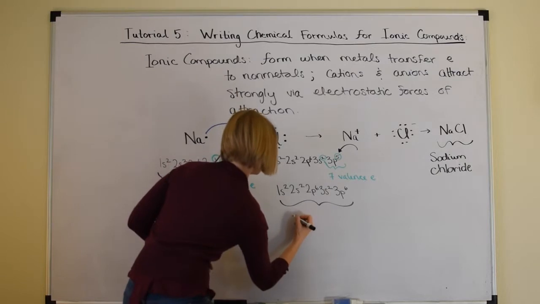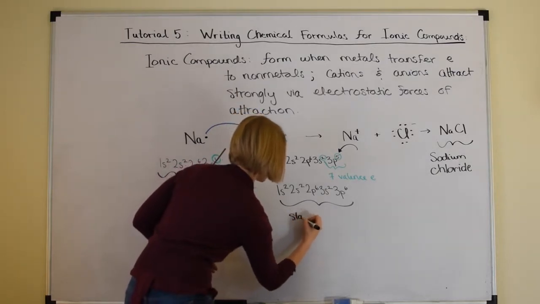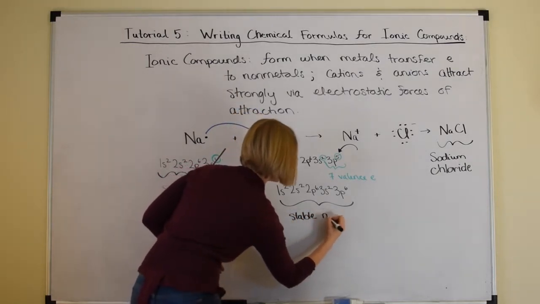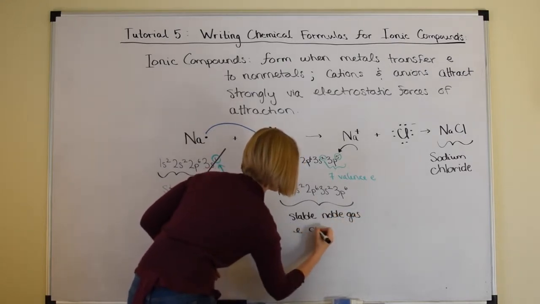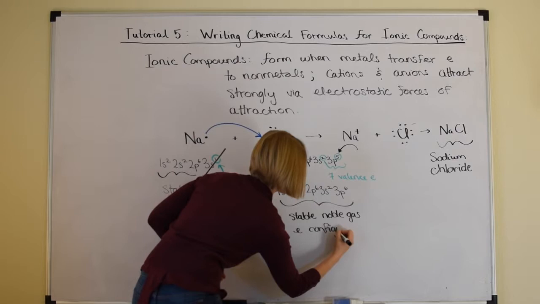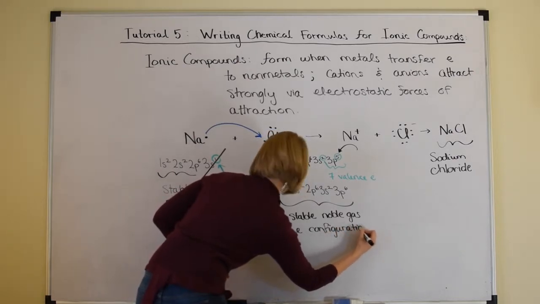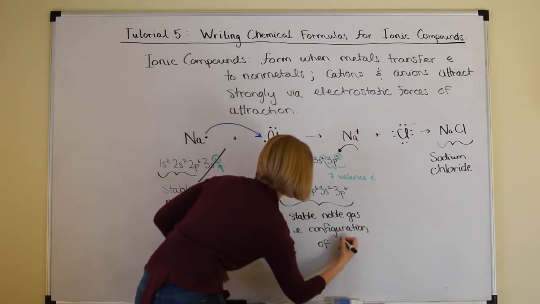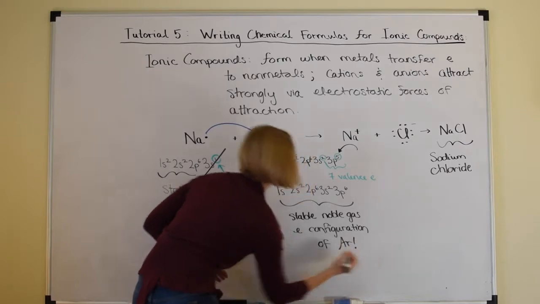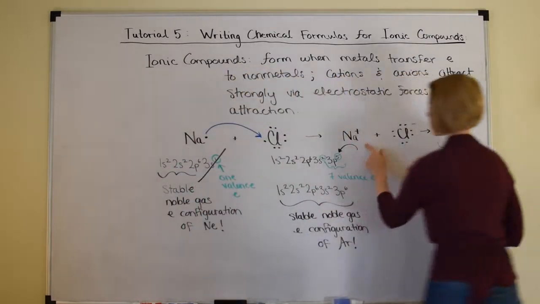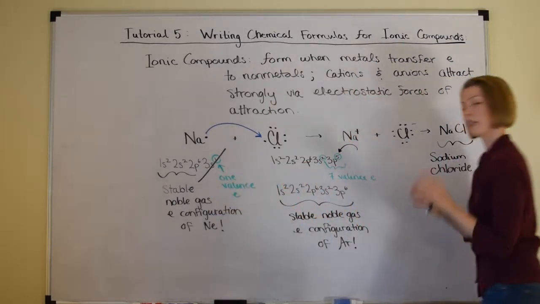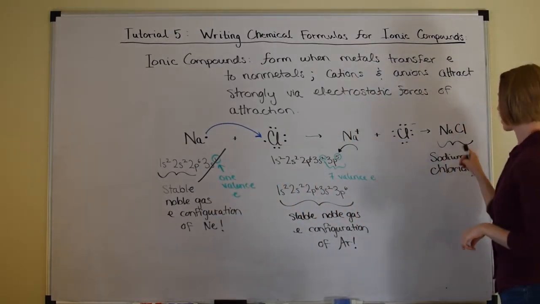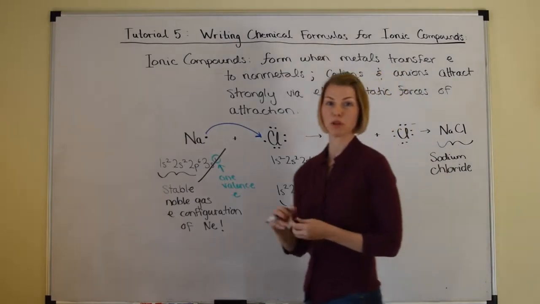So it simulates or copies the stable noble gas electron configuration of argon. Okay. All right. So sodium cations and chloride anions, each with a more stable electron configuration, make the ionic compound sodium chloride.